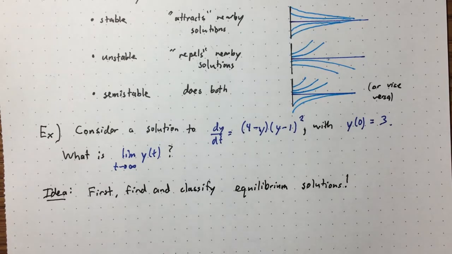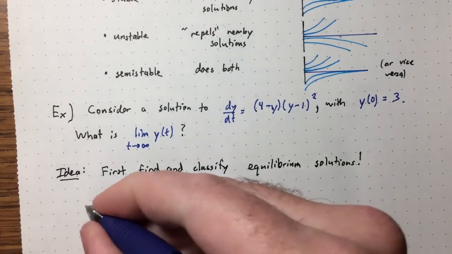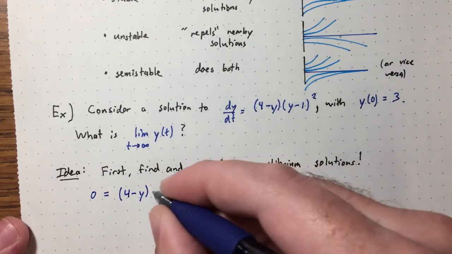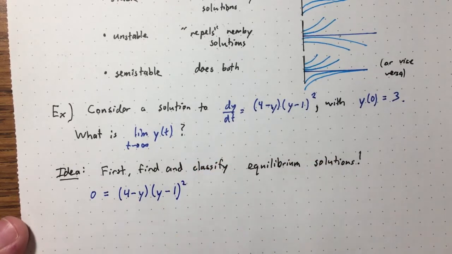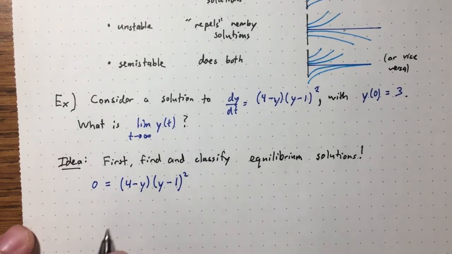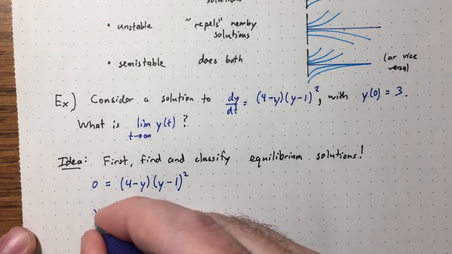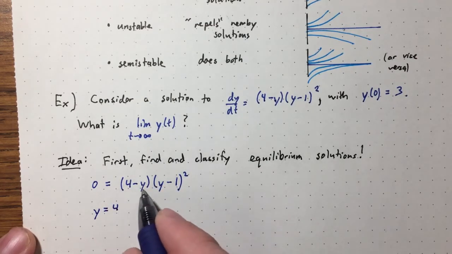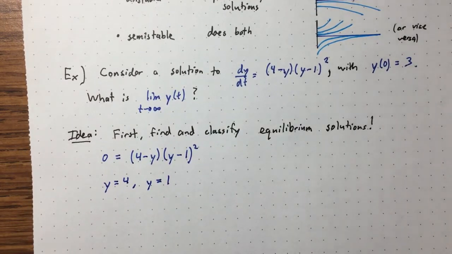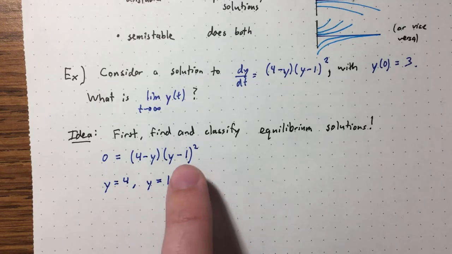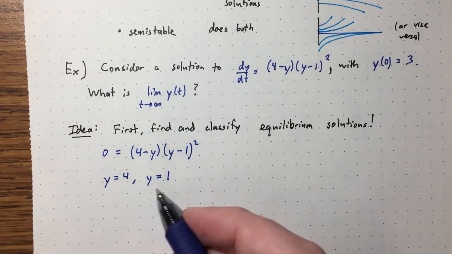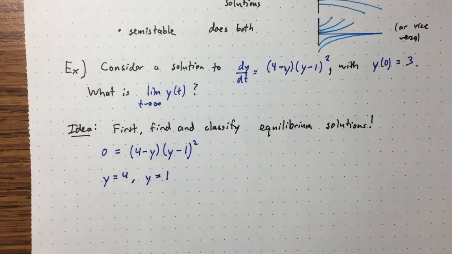All right, so let's go ahead and do that. How do I find the equilibrium solutions? I set dy/dt equal to 0. And then I have to solve for y. And that will tell me what the constant functions are that satisfy this differential equation. Okay, so I'm sure you can see what they are. y could be 4, right? Or y could be 1. Technically, this is a double root, right? So 1 is a double root to this factor here, but that doesn't matter. It only gives me this one constant solution.